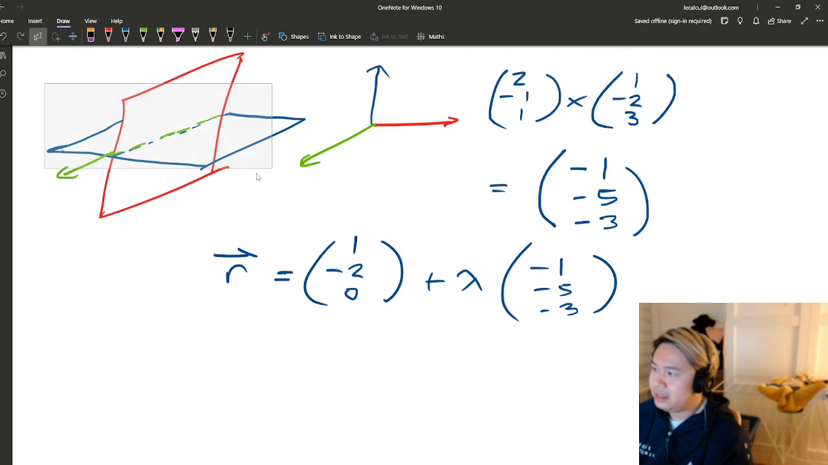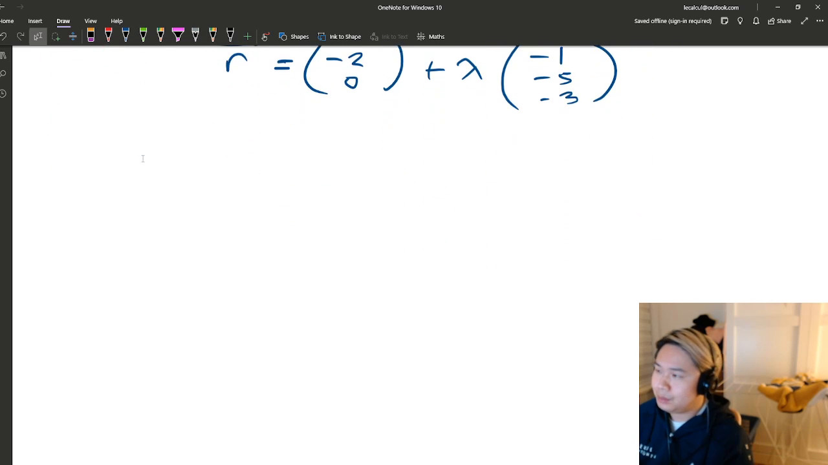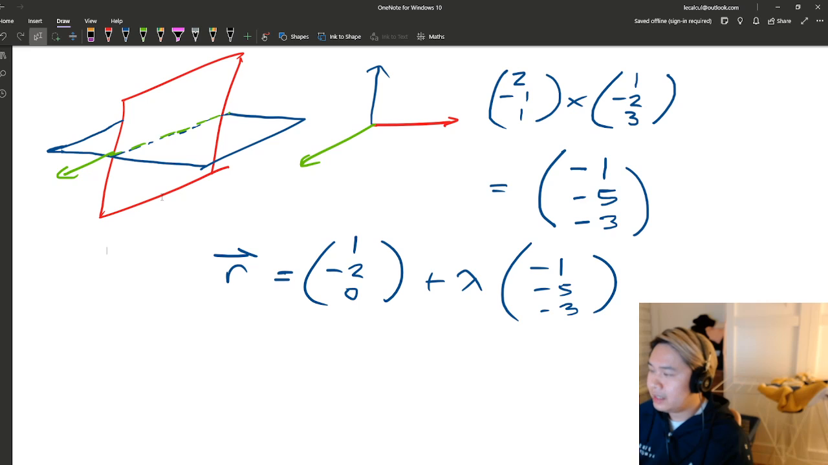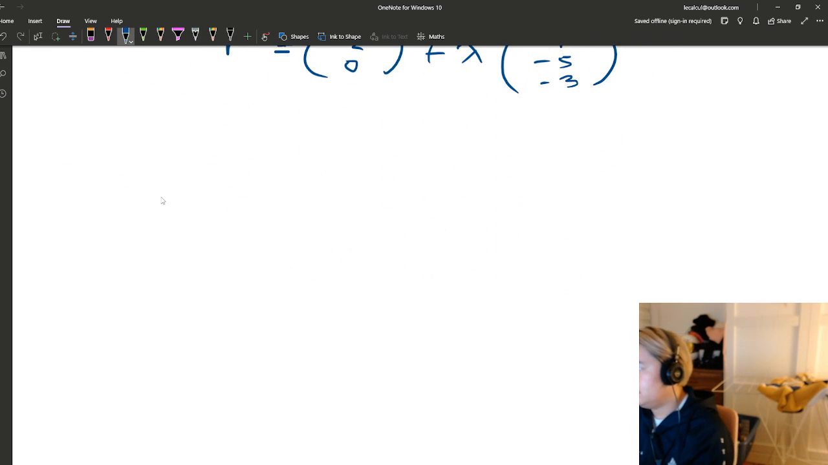And then in any situation, it doesn't even matter, but essentially this line is not going to obviously intersect the third plane, and this line is going to be perpendicular to the normal of the third plane. So here.